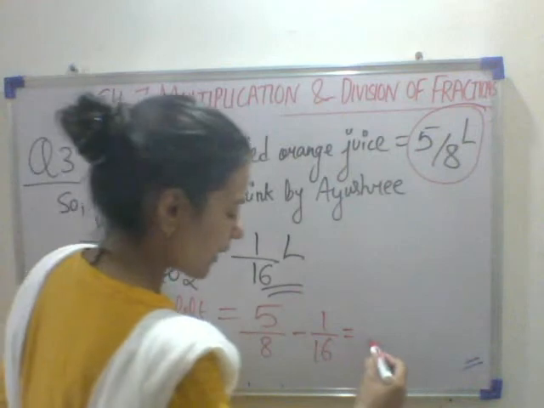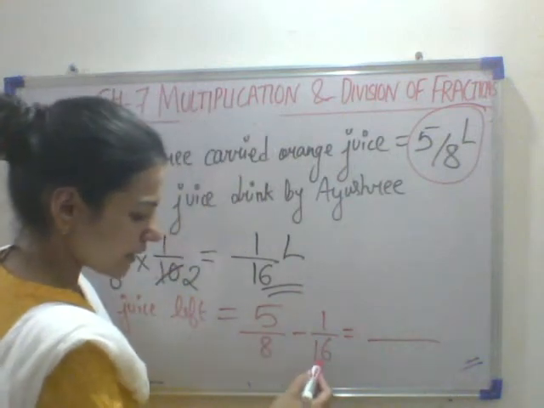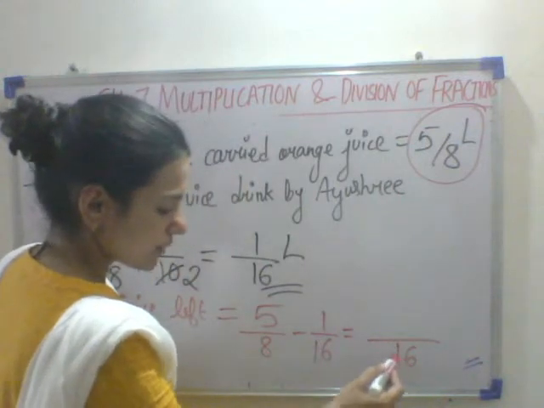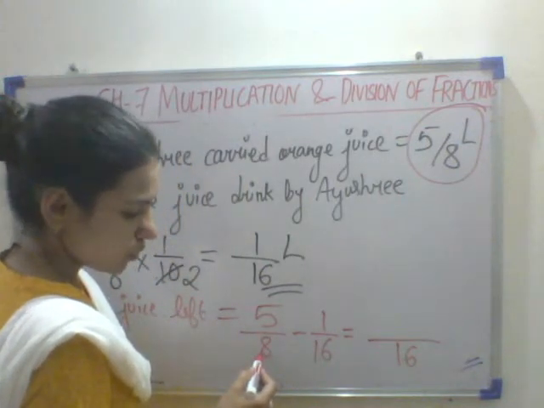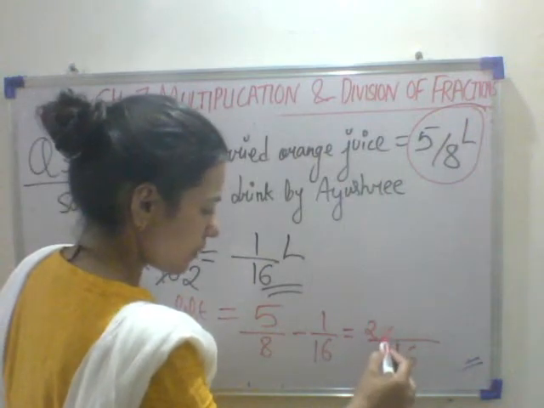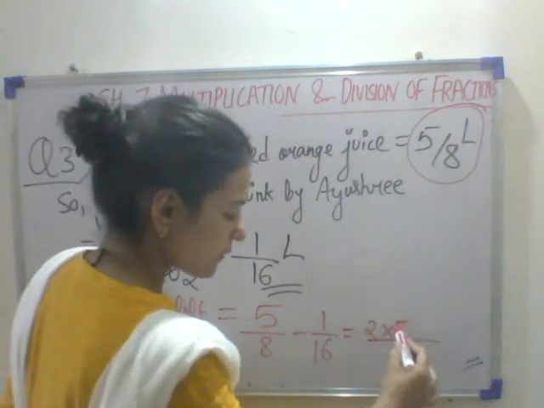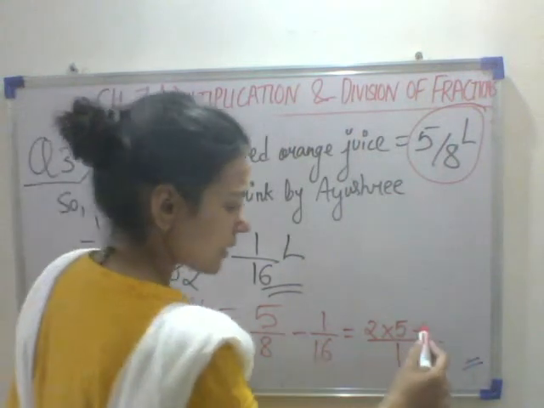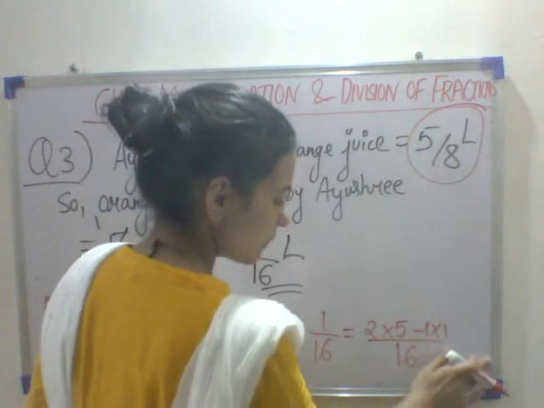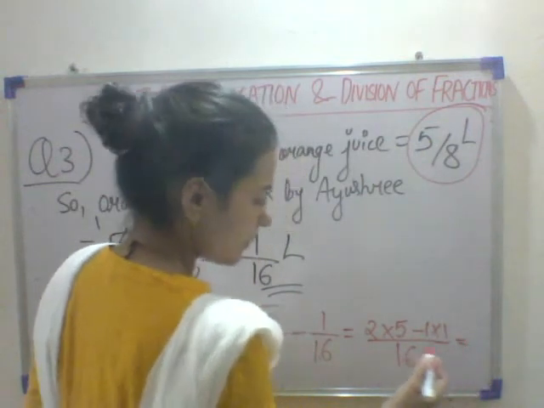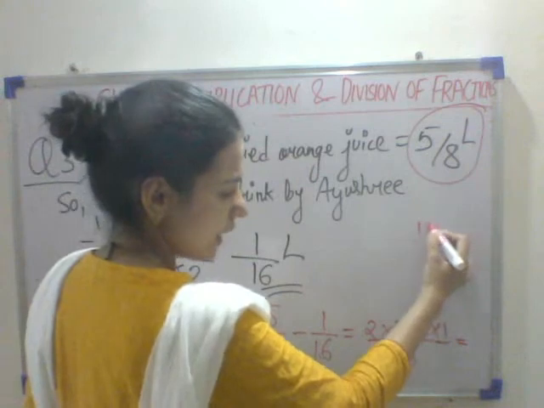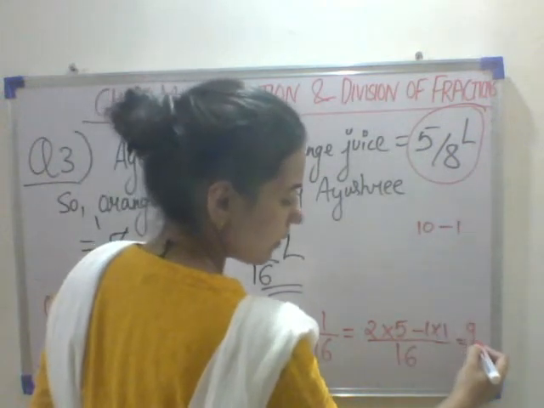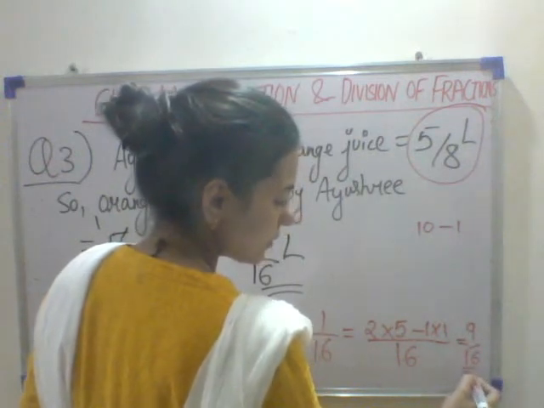So first of all, we will be finding the LCM of 8 and 16. So the LCM is 16. 16 divided by 8 is 2. So I will be writing here 2 multiplied by this numerator, that is 5, minus 16 divided by 16 is 1, and 1 multiplied by 1. So what do we get here? 2 multiplied by 5 is 10 minus 1. So we will be getting here 9/16.